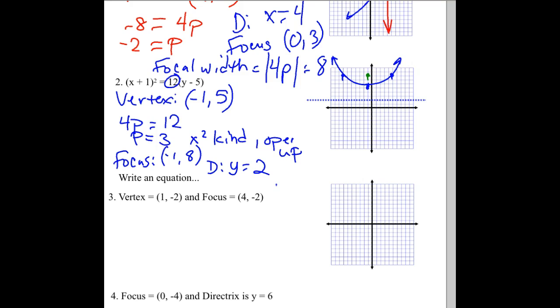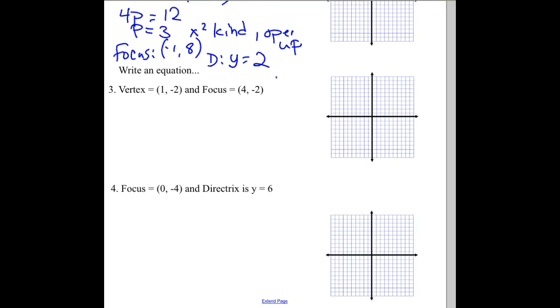All right. The last two switch. This time we're given some information. We want you to write the equation for it. Again, it's easier if you visualize what you're given. So in the first one, we are told the vertex is at 1, -2, and the focus is at 4, -2. So if we know our vertex is at 1, -2 and our focus went to the right, it means it's opening which way? It opens to the right, right? It has to curve around that focus.